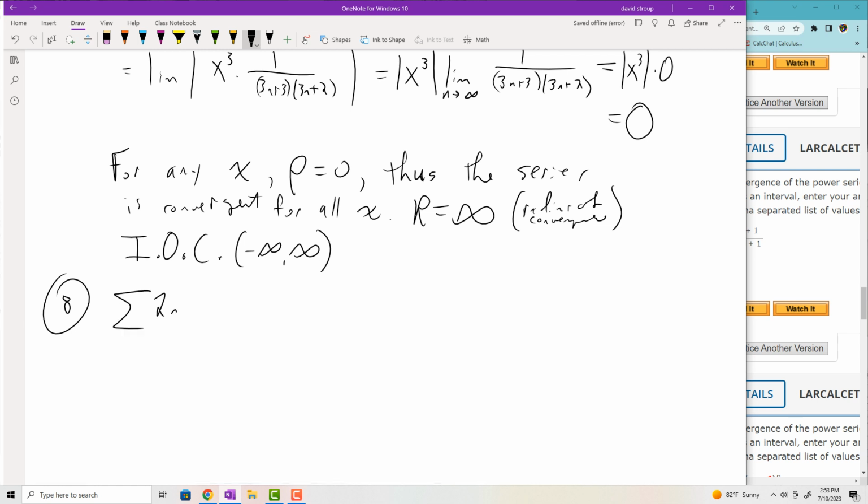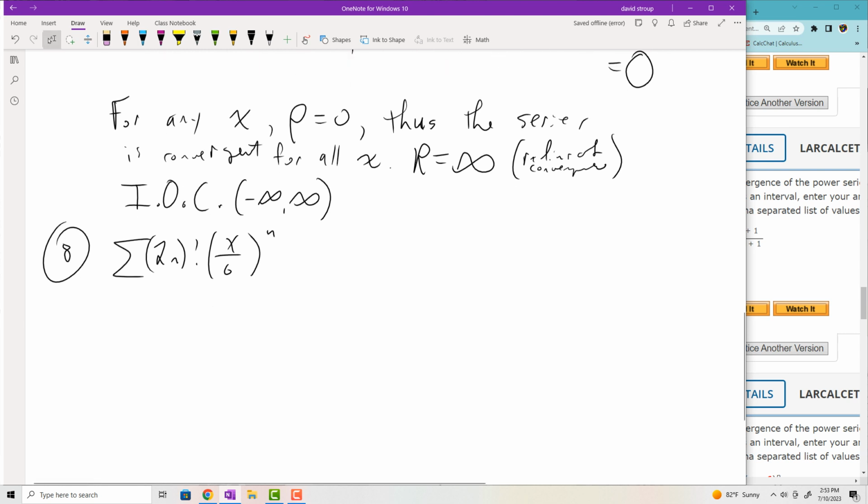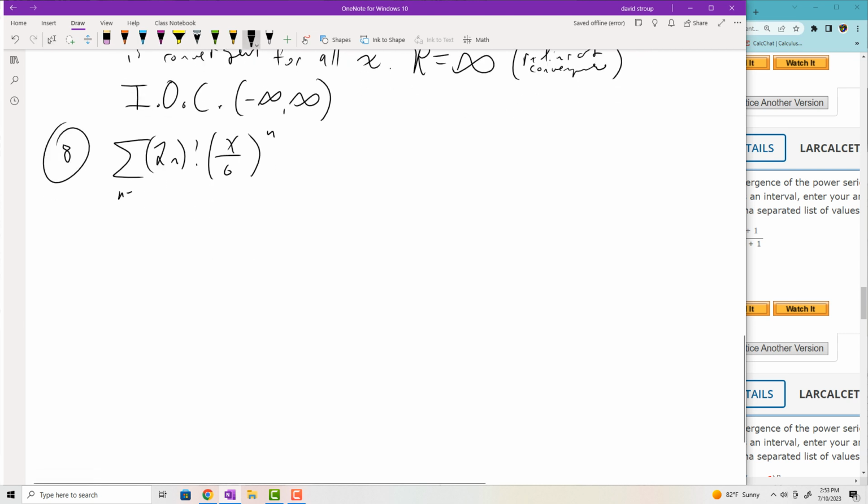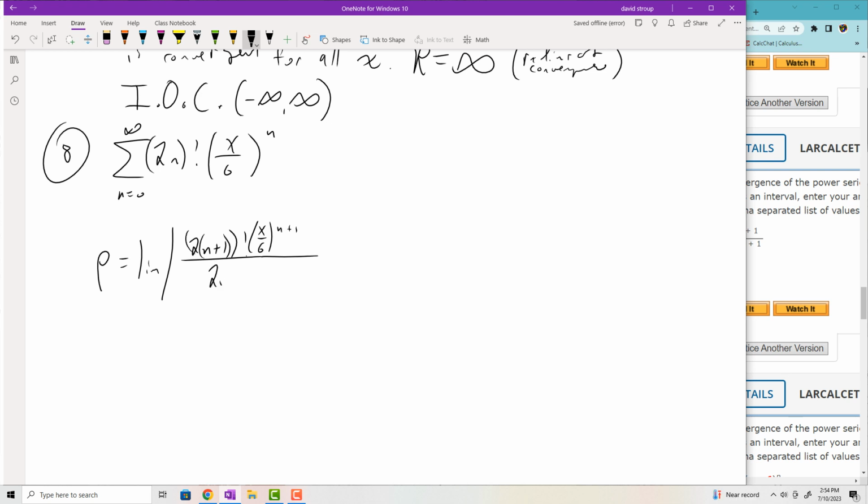I have the sum of 2n factorial times x over 6 to the n, going from n equals 0 to infinity. And then I'm going to get my rho value. So that'll be the limit of the absolute value of, replace n with n plus 1, so we have x over 6 to the n plus 1 is what I'm trying to write. That'll be all over 2n factorial, a sub n. So I don't have to multiply by reciprocals this time. It's going to be simple enough.